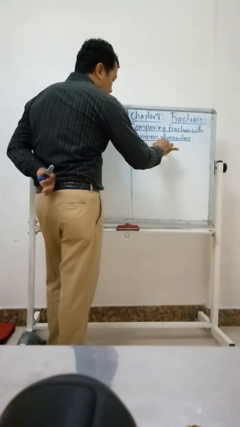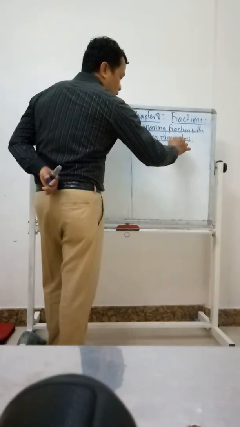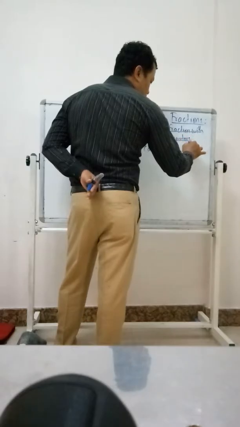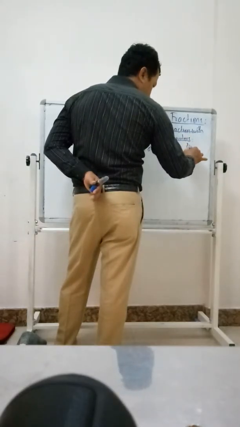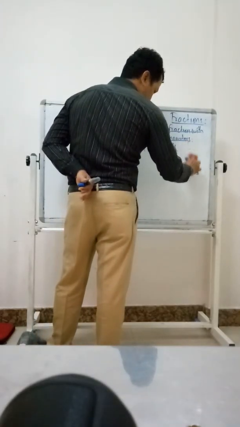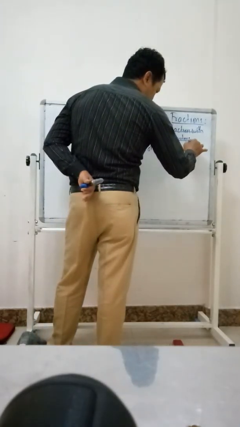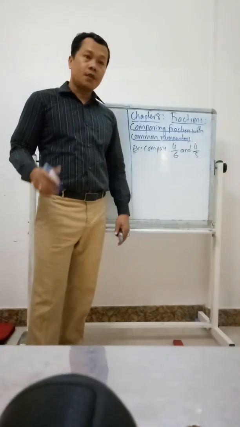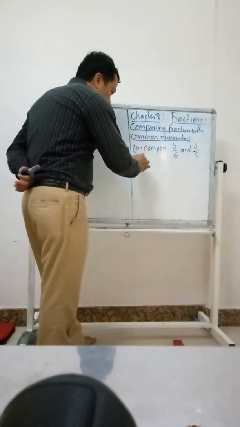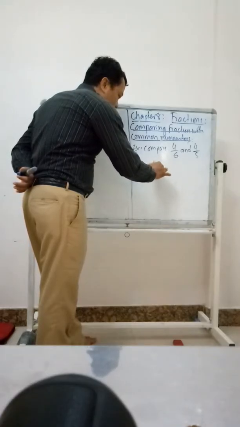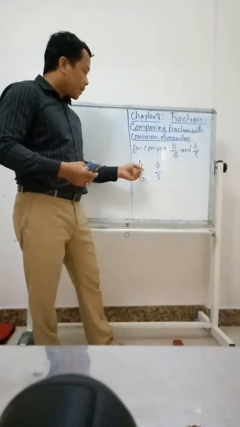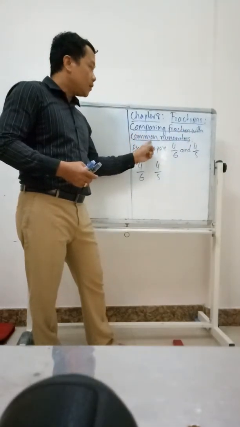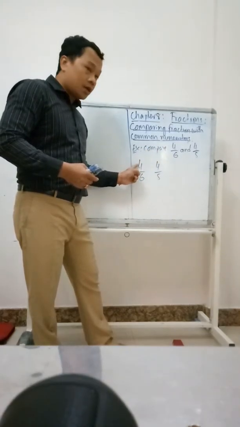Example. Compare what? 4/6 and 4/5. Good. Six and four. Compare 4/6 and 4/5. Right? 4/6 and 4/5. Remember, comparing 4/6 and 4/5. This point you learn comparing fractions with common numerator. Numerator is the number on the bar, okay?